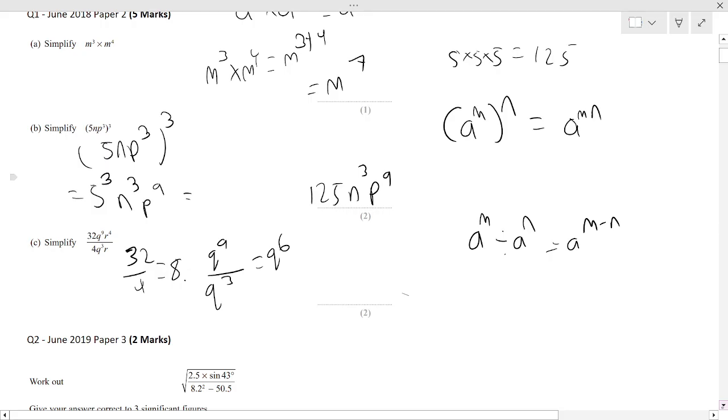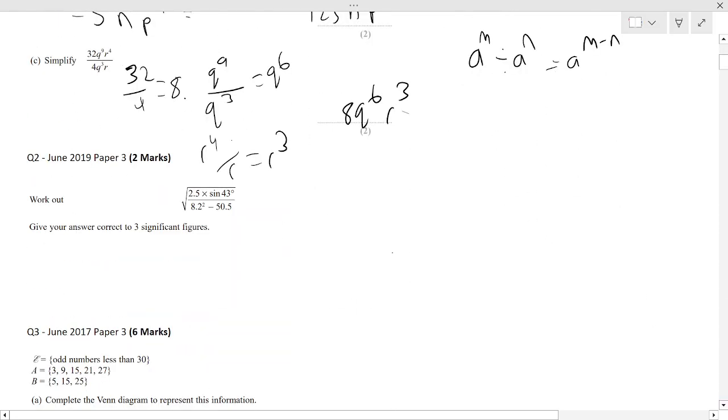And then we have this last bit here, r to the 4 divided by r, which is just r to the power 1, really. So that's 4 minus 1, which should be r cubed. Now we bring that all together, so it's going to be 8 q to the 6 r cubed. Okay, and yeah, so that's that question.